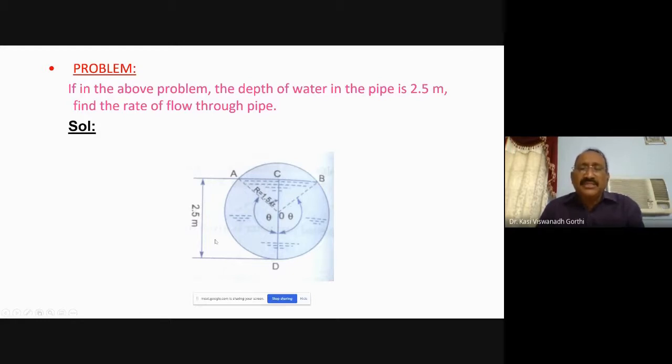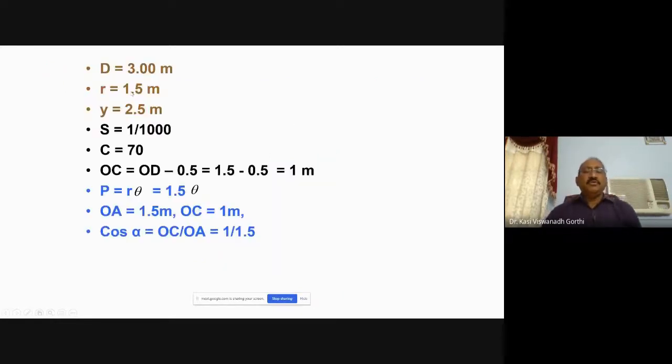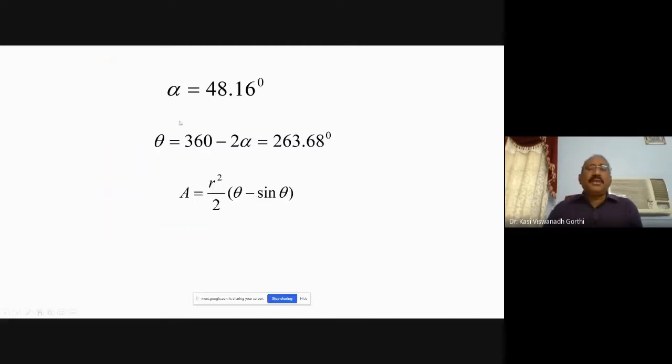So out of 3 meters diameter, 2.5 meters is the depth of flow. Then you need to compute what would be the discharge. Follow the same procedure. Only thing is, while arriving at the value of theta, you need to be careful. Once you get the value of theta, the remaining things are same.